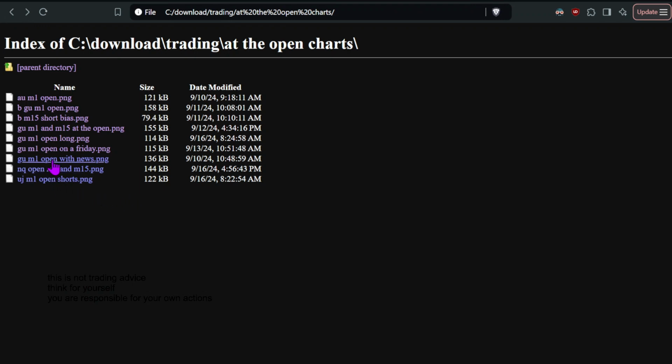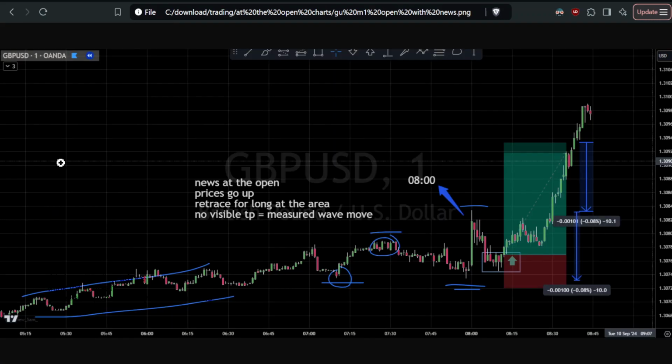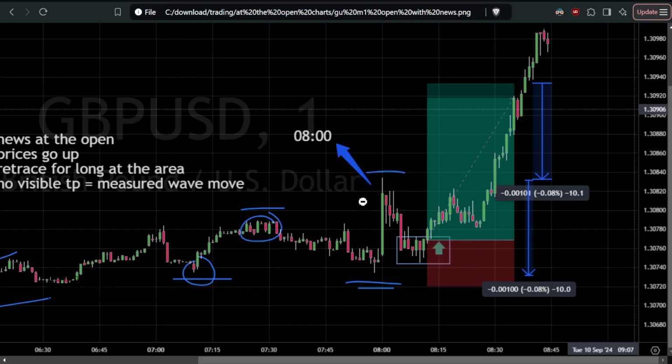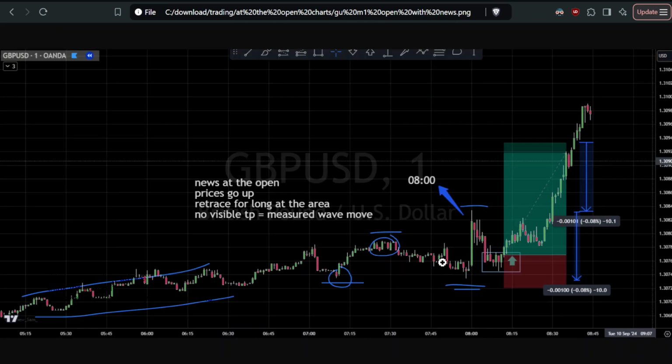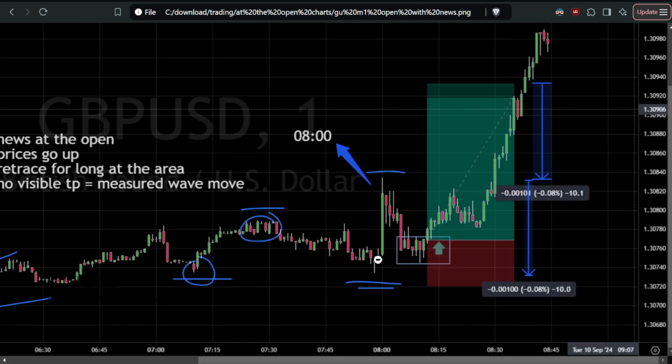So we have a cable open with news, it says. Oh yes, there was news this day. I remember. Price has been slowly climbing up here, same level, pretty much this level. And the news was at the open at 8, and the big green candle, right? News, boom. Depending on your philosophy, you might put a long here with a stop here. Might be a bit silly. I would say wait for after the news to see the direction and amplitude of the price move.